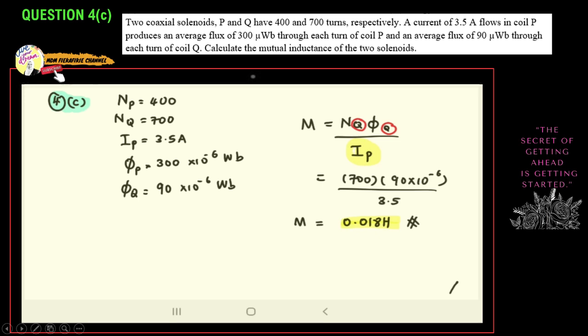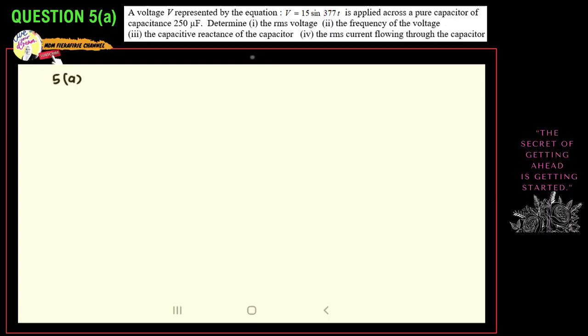So let's continue with question number 5. The question states that a voltage V represented by the equation V is equal to 15 sine 377t. So let's compare with the general equation. V is equal to, this one should be V naught, the peak voltage, sine omega t. Alright, so it's applied across a pure capacitor. So we want to talk about pure capacitor circuit.